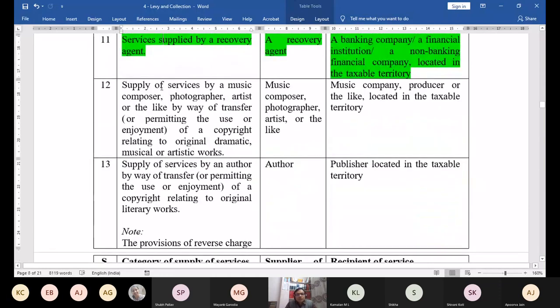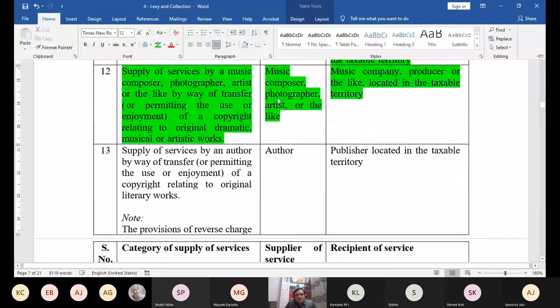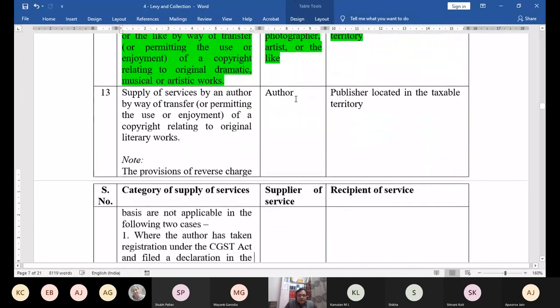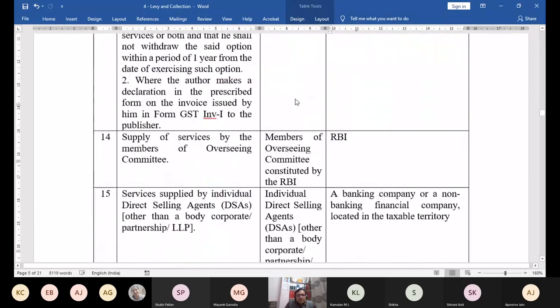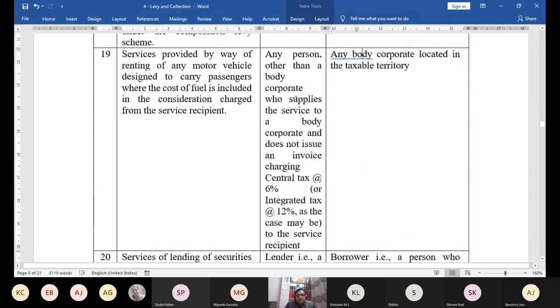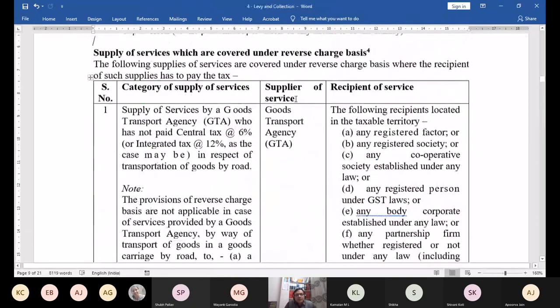Similarly, music composers, photographers, actors, when these people supply their services, who has to pay the tax? That company which is availing the services of these music composers, photographers, or artists, etc., located in the taxable territory. That's it. For the time being, you only do these services.